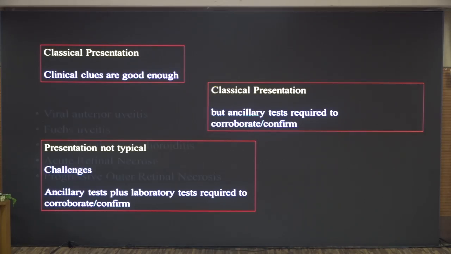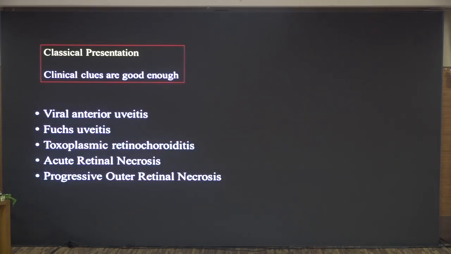So let's talk about the first category where the presentation is very classical and the clinical clues are good enough. For example, you have a case of viral anterior uveitis or Fuchs uveitis, toxoplasmic retinochoroiditis, acute retinal necrosis, and progressive outer retinal necrosis. So if you are asked in your exam what the clinical entities in uveitis are where you can diagnose solely on clinical examination, these are some of them.